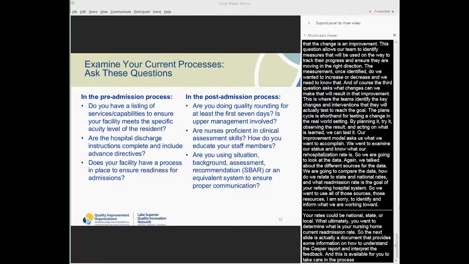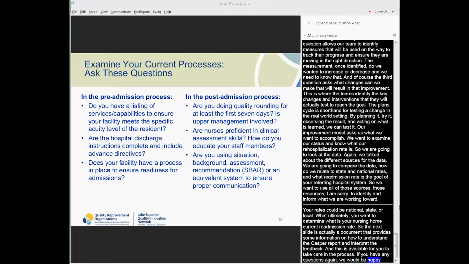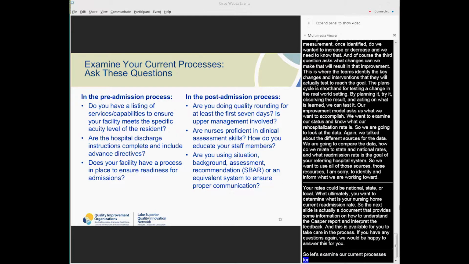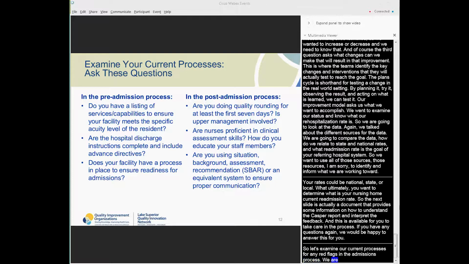So let's examine our current processes for any red flags in the admission process. We're going to look at admitting, our current processes that are involved in day-to-day care, and then what happens for our residents at discharge.